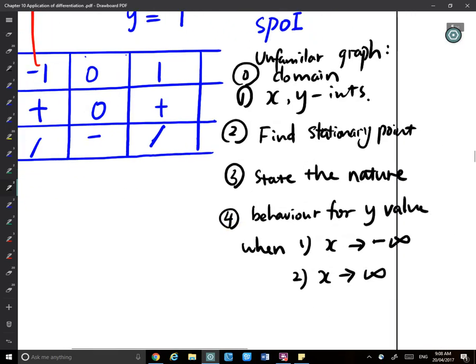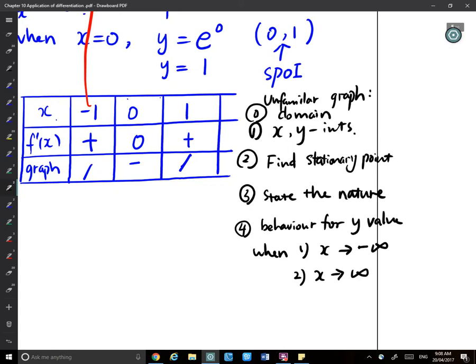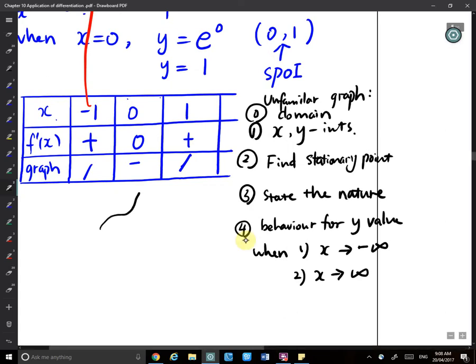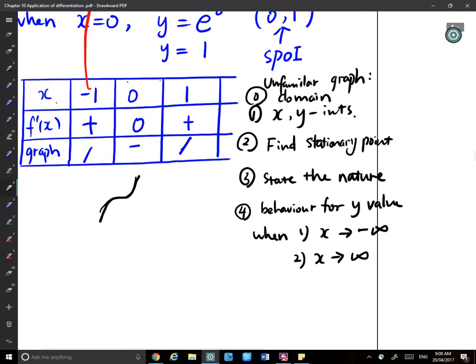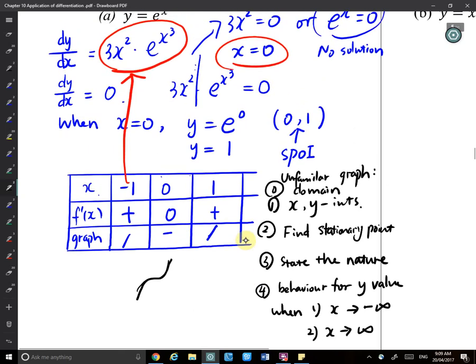So think about domain first, and then xy intercepts, and find the stationary point, state the nature, and when you state the nature, you can see the trend of the graph, right? Near 0, your graph will look like that. You can see the rough shape of your graph. And then you will think about the behavior for y values when x approaches -infinity. When your x gets really small, what your value will approach. And then the next thing is when x becomes really big, what's the trend of the final graph, like to positive infinity. Okay, let's think about the domain for the first one.